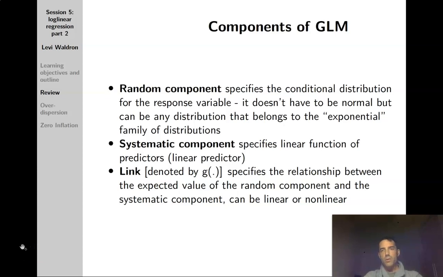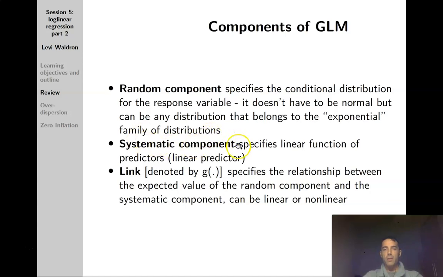We're calling these three components of all generalized linear models: the random component that specifies the conditional distribution for the response variable, that is, what distribution that response has conditional on a fixed value of the predictors. That can be normal in the case of linear regression, but can be any number of other families of this exponential family, such as the binomial distribution for logistic regression and the Poisson distribution for certain count data.